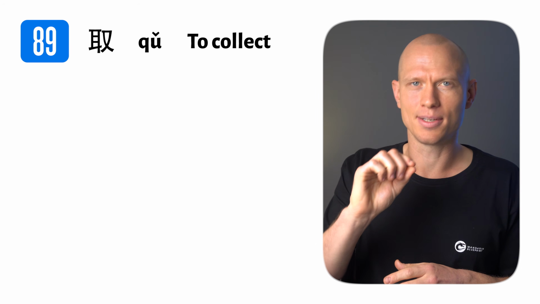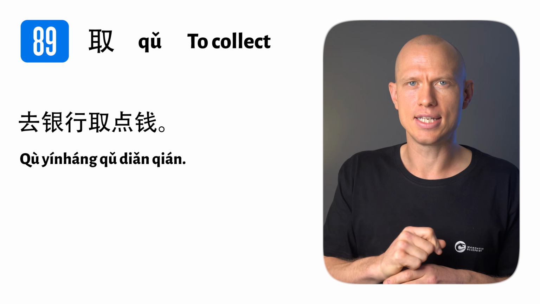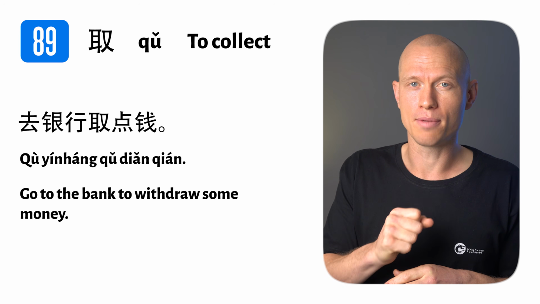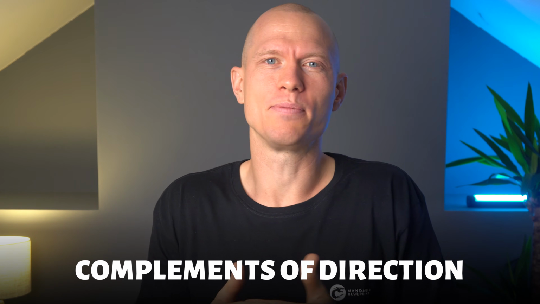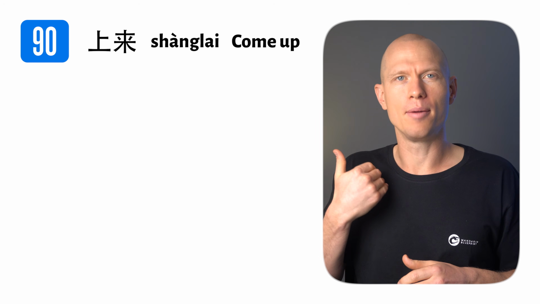Next up, 取, which means to collect something. 去银行取点钱. Go to the bank to withdraw some money. 我去取个快递. I'll go get a package. Now, the next few words are very closely related. They're what they call complements of direction, which essentially just means describing the direction that things are going in. And they're very similar, but you've got to make sure that you use the right one at the right time. So let's start with 上来, which means to come up.